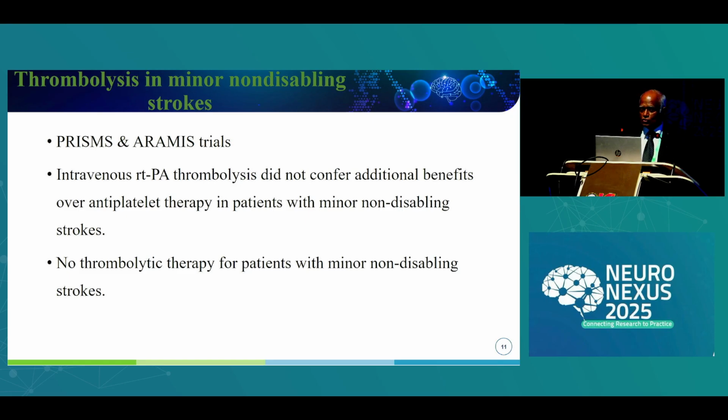It all depends not only on the deficit that the patient has, but also on the individual's occupation. That makes sense. So, any patient who has an NIHSS of 4 or less, but which has a significant impact on his day-to-day activities, which impacts his livelihood, it becomes disabling. That's a point that we should keep in mind.